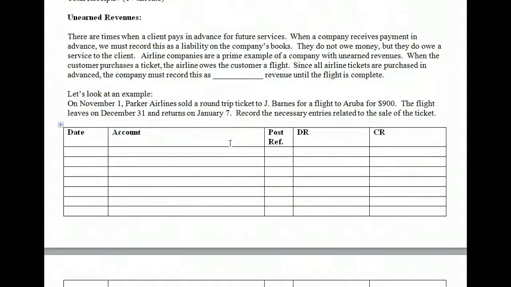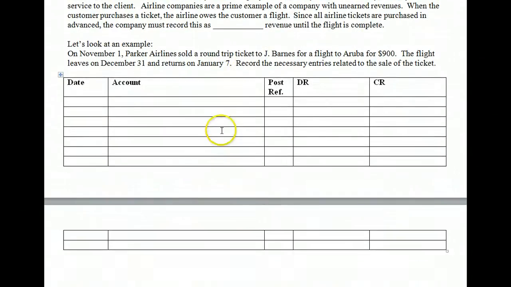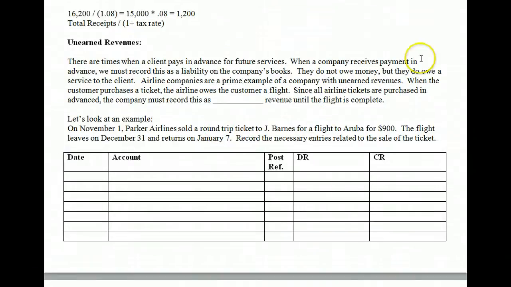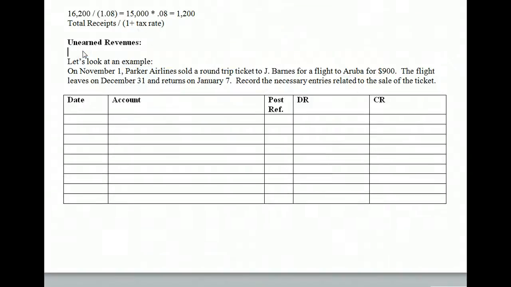Now let's talk about unearned, the second part. Well, what is an unearned item? Well, unearned revenues, and let me prepare this file a little bit better here for you. There we go. Unearned revenues. There are times when a client pays in advance for future services. So we're going to go out and we are going to collect from our customer the cash before we perform the service. When a company receives payment in advance, we must record this as a liability on our company's books because think about it, we've received cash but we haven't performed the service. So we owe someone a service. They do not owe money, but they do owe a service to the client.